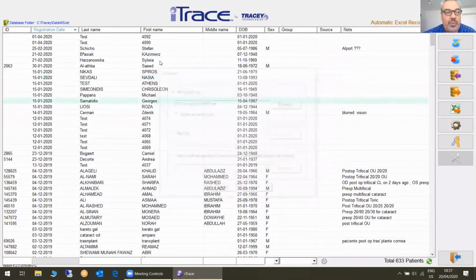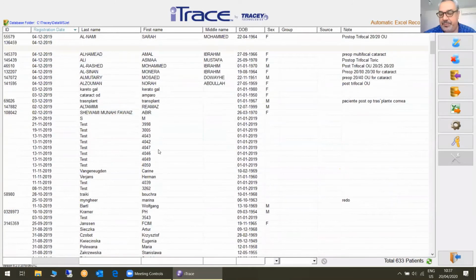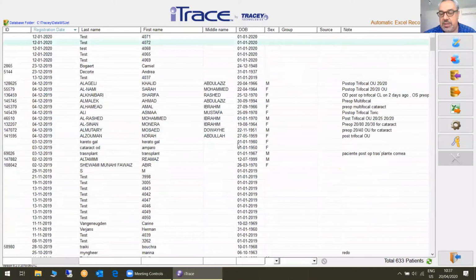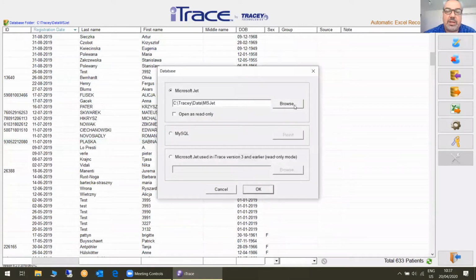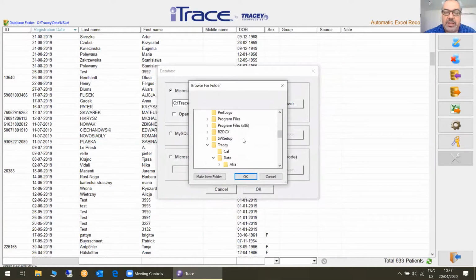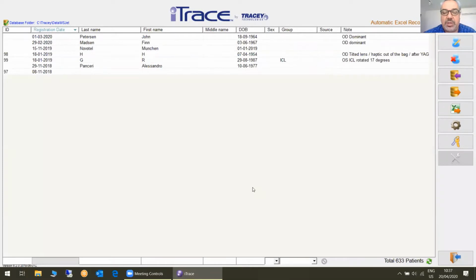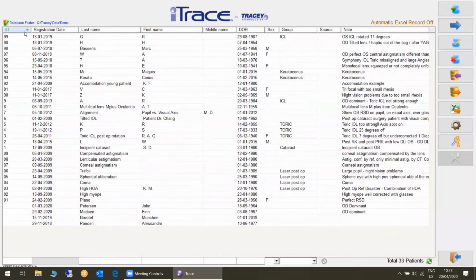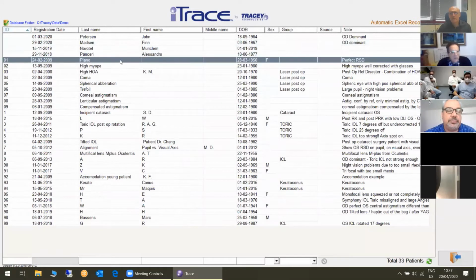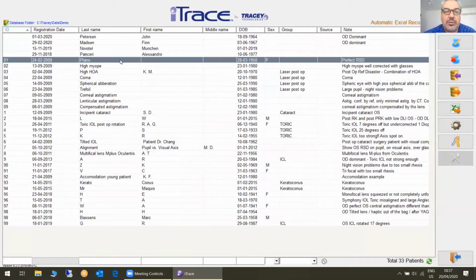These are all patients that have been sent to me by doctors. You see, these are 633. They are sent from doctors to me where they do not understand the patient case. So I look at them, and then I will make a report. I write them an email, and then we can sort it out together. So this is continuous learning once you have the iTrace.